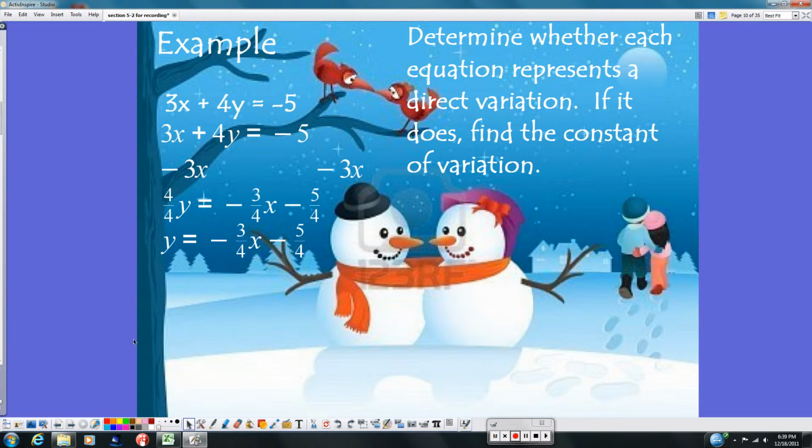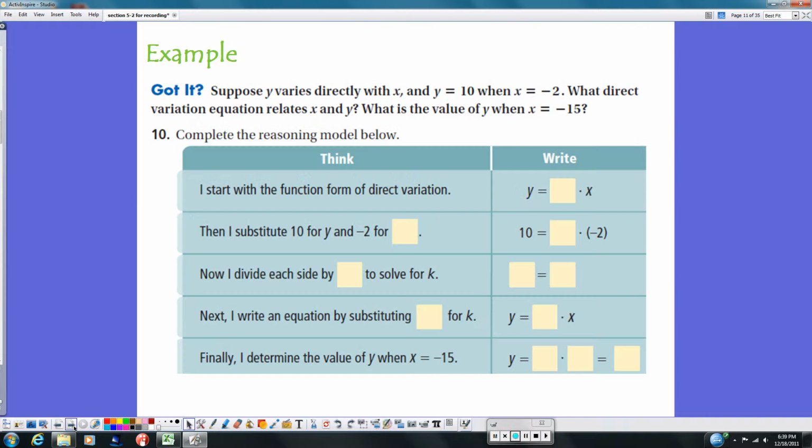Let's take a look at this one. 3x plus 4y equals negative 5. We've got to solve this equation for y, so we're going to subtract 3x from both sides. We're going to divide everything by 4, and we end up with y equals negative 3/4 x minus 5/4. This is not a direct variation because it's not just y equals kx. I've got this minus 5/4 tagging along, and therefore we don't have a constant of variation.